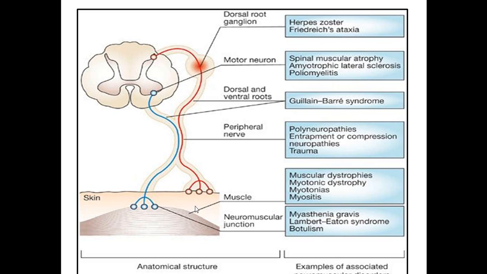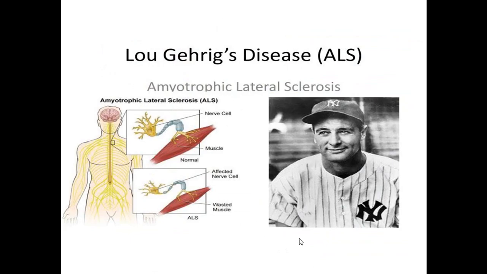We call it here the peripheral nerve, as in polyneuropathy, entrapment or compression neuropathy, and trauma. And we have the diseases of the muscle: muscular dystrophy, myotonic dystrophy, myotonias, and myositis. And lastly, diseases affecting the neuromuscular junction, as in myasthenia gravis, Lambert-Eaton syndrome, and botulism.